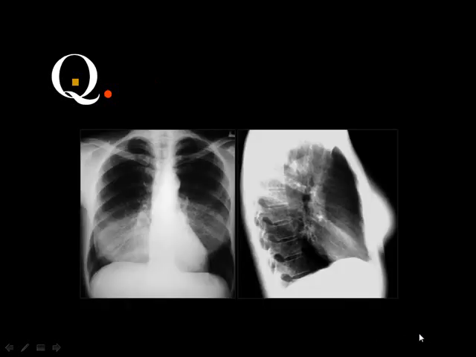Dual mass batch cavity, batch. Which side? Right side. Okay, what do you think? Mnemonic consolidation, yes? Where is it in the lateral view? Sorry? Fissure? Not seen in the lateral view, yes?